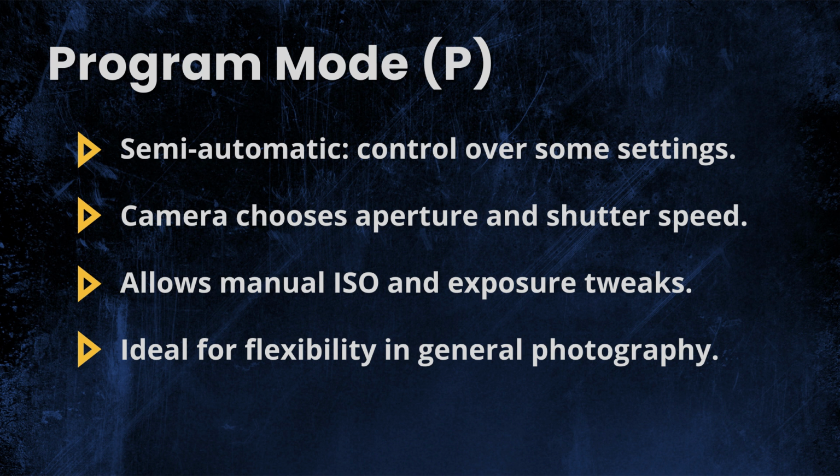So if you're in a hurry, but you still want to tweak some of the settings, you might want to be using P mode. In the context of the exposure triangle, P mode allows you to control ISO manually, while the camera automatically adjusts the aperture and shutter speed based on that ISO. And you can also shift the balance between aperture and shutter speed to prioritize one over the other while still keeping the exposure consistent when you're in P mode.